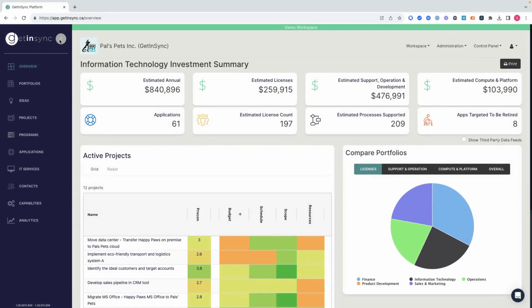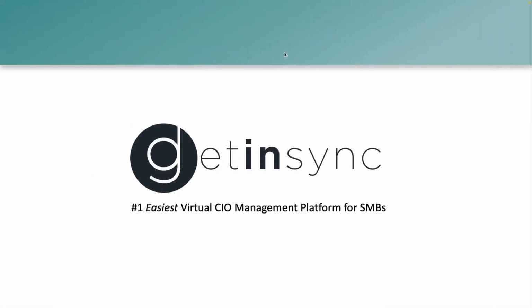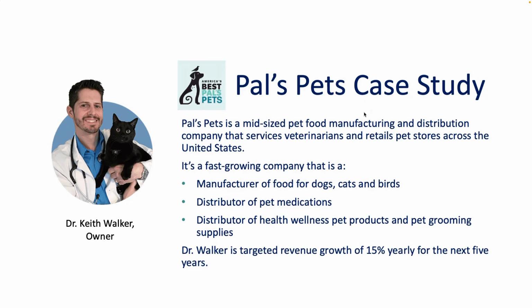All right, before we go down the rabbit hole exploring all the features, let's take a brief pause to clarify what data you're seeing on your screen. As we go through this presentation, we'll showcase how GetInSync can truly transform your organization. To do this, we'll use the data from a demo company called Pal's Pets, a mid-sized pet food manufacturing and distribution company owned by Keith Walker.